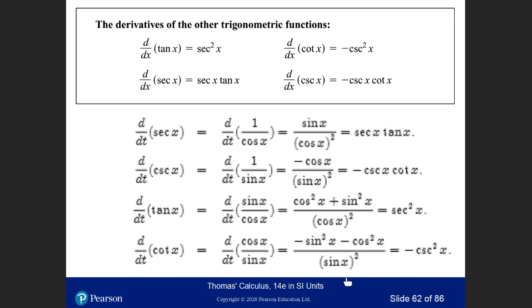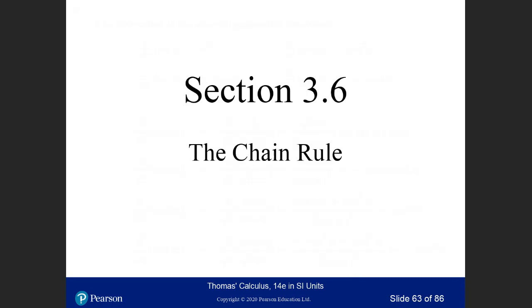So these are the derivatives of the trigonometric functions. Once you find the derivative of sine x and cosine x using the basic formula for the definition of the derivative, you're all done. You can calculate the derivative of every trigonometric function.